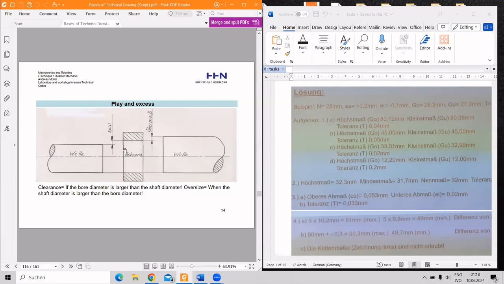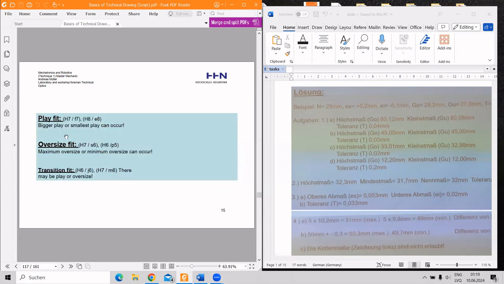Here's some example of Spielpassung and Übergangspassung. So if the bore diameter is larger than the shaft diameter, it's a clearance, so-called Spielpassung, and oversize when the shaft diameter is larger than the bore diameter, it's Übermaß. Übergangspassung also. It's also very relevant. And just designations: play fit, bigger play or smaller play can occur. Oversize fit, maximum oversize or minimum oversize can occur. Transition fit, there may be play or oversize. So again, we should look at the table to get precise information regarding these tolerances.